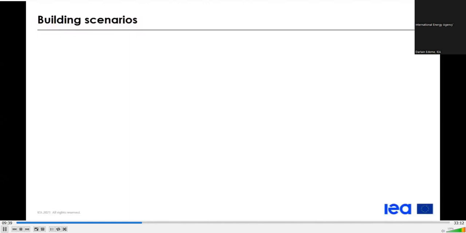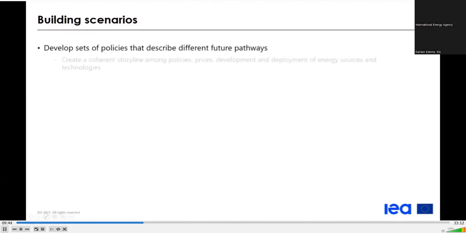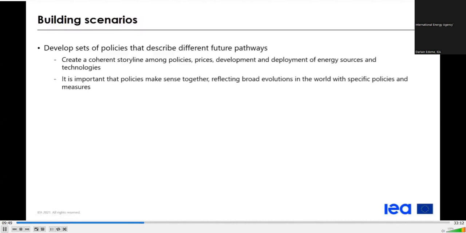Energy modeling relies on scenarios, and to build a scenario, it is needed to develop sets of policies that will describe different future pathways. Creating a coherent storyline among policy, prices, deployment, and development of energy sources and technologies is important, and it is needed to ensure that all that makes sense together.